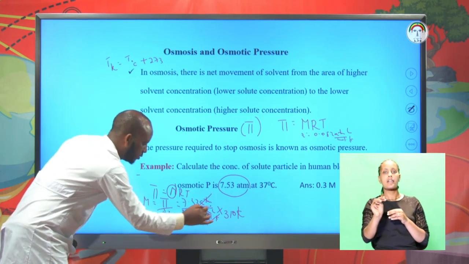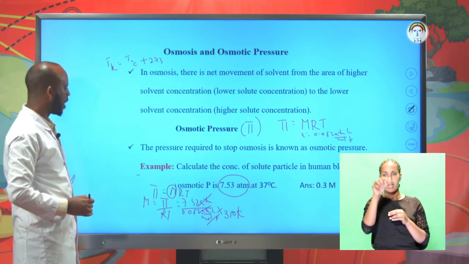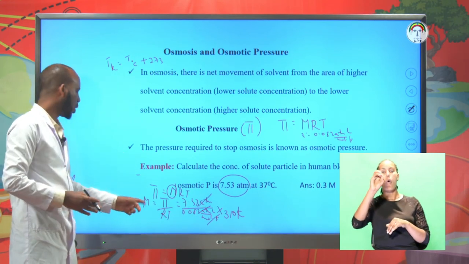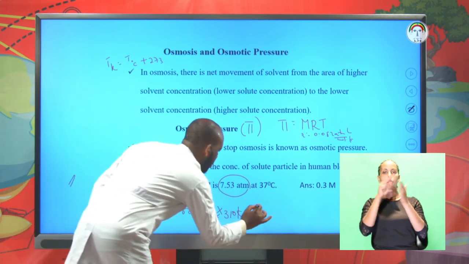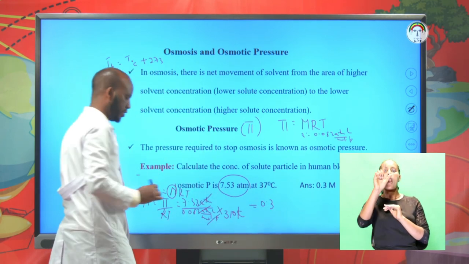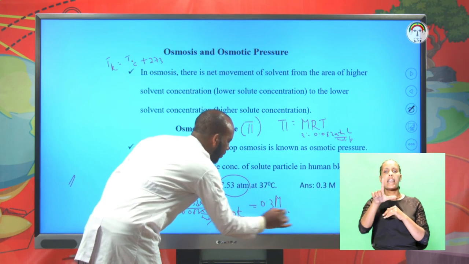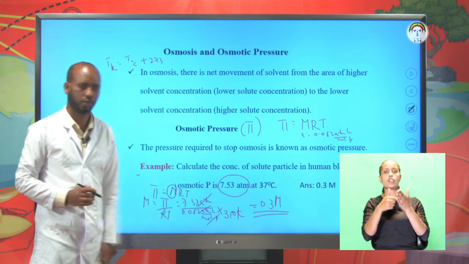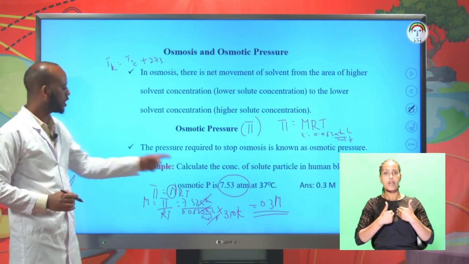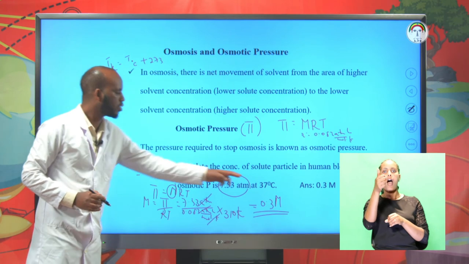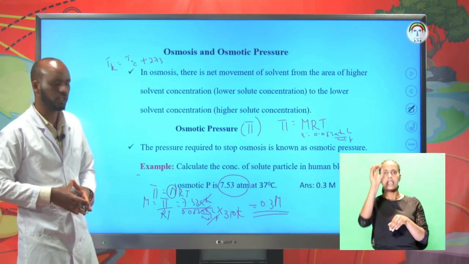Atmosphere will be cancelled by atmosphere. We are left with mole per liter, which is the unit of concentration, equal to 0.3 mole per liter, known as molar. This is concentration of this solution having an osmotic pressure of 7.53 atmosphere at a temperature of 37 degrees centigrade.